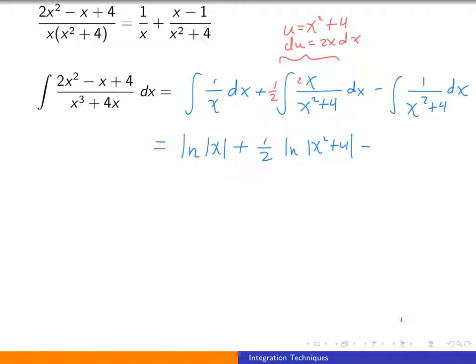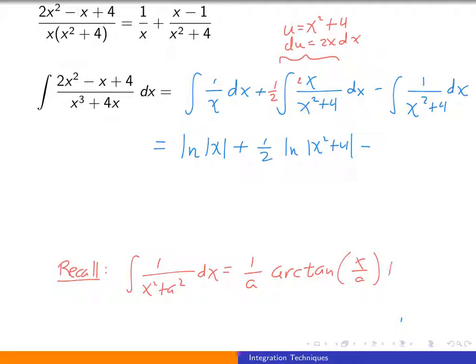And for the last antiderivative, let me just recall for you the formula, a common anti-differentiation formula. 1 over x squared plus a squared, its antiderivative will be 1 over a, arctangent of x over a, plus C. Looking at the form of our integrand, 4 is 2 squared, so a is equal to 2, and this will be 1/2 arctangent of x over 2, and then plus C, because it's an indefinite integral.